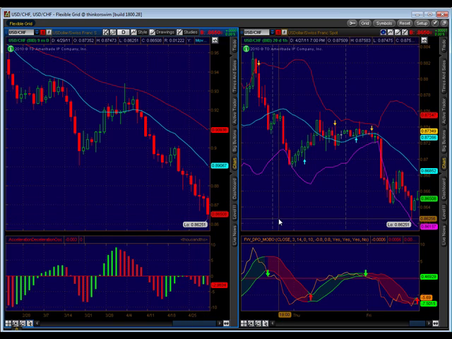So I don't really see a trade. Maybe if we come down to the hourly, if we get back to the 20 moving average, there might be a short there. But overall, we need to let this retrace back a little bit.